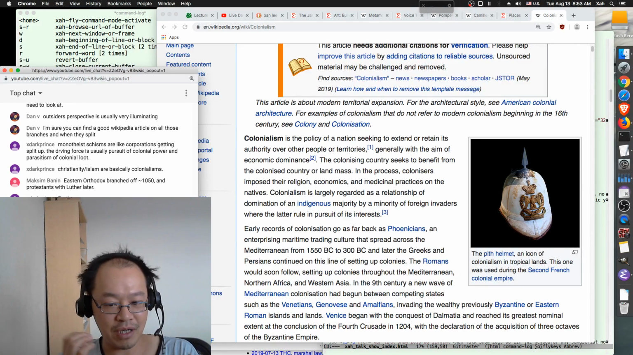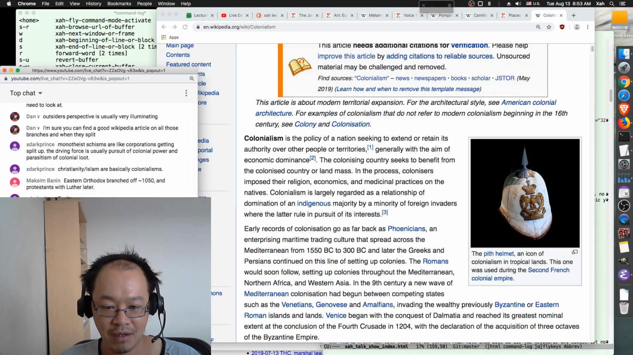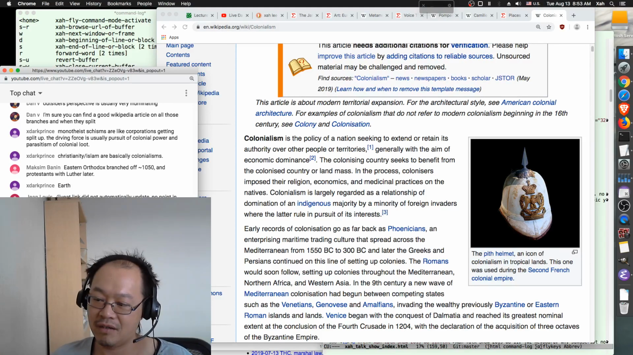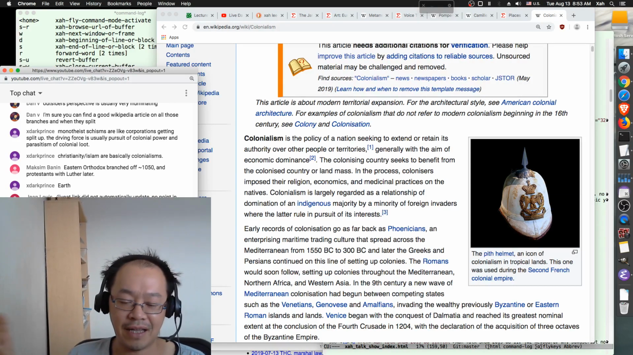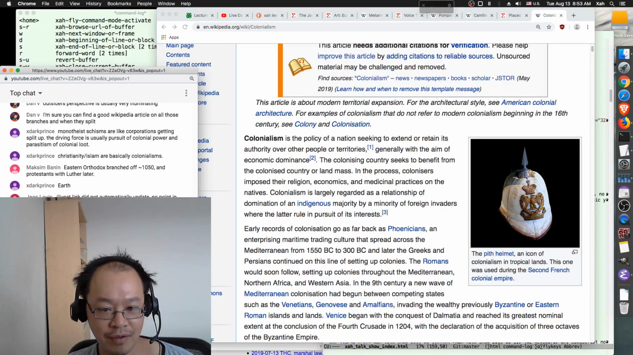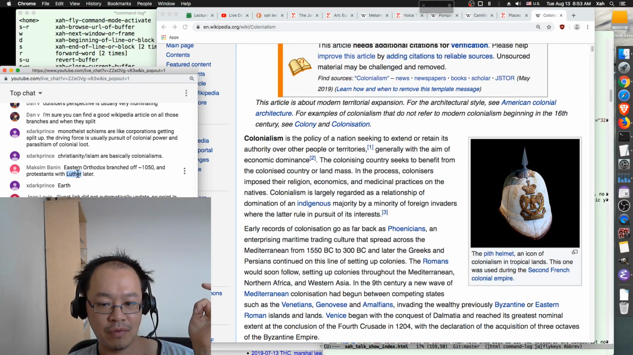Let me try to summarize what I know. All I know is there's Catholics and there's Protestants. These two are like the big two, and somewhere later there's Mormons. I think it's a branch of Protestants, you could say that. That's basically what I know. Then there's this Eastern Orthodox, where is it branching off from? And there's this Luther, where is it branching off from? I don't understand.